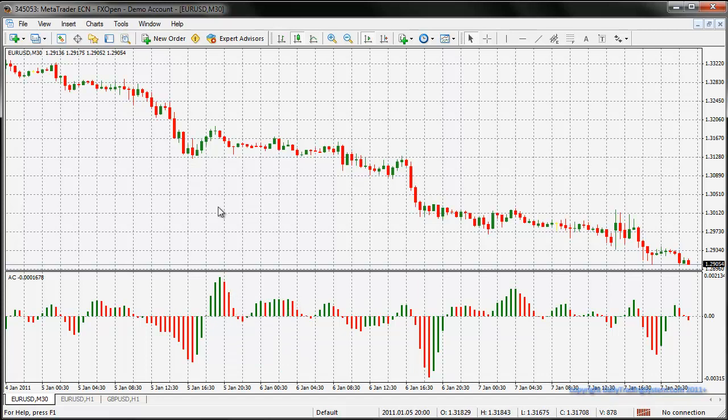Alright, now long means you think the currency price is going to increase. Essentially what you're doing is buying this particular currency pair, which is the euro versus the USD, and we're on the 30-minute time frame. Alright, so let's move on and find another buy signal.